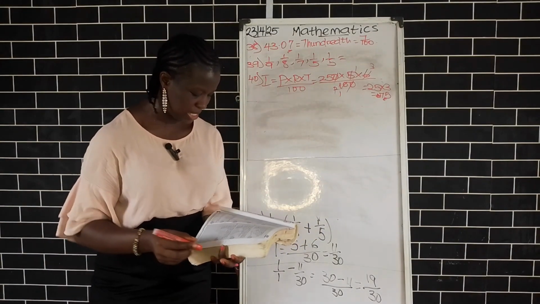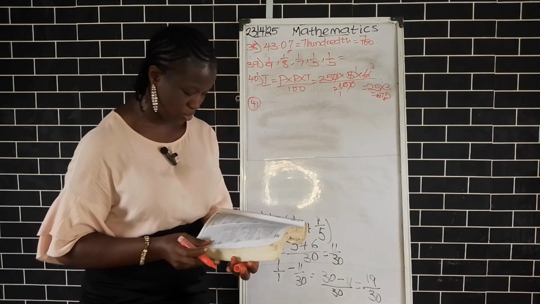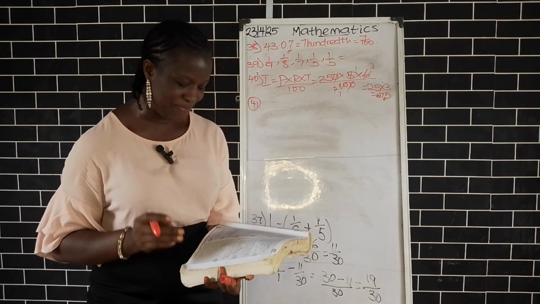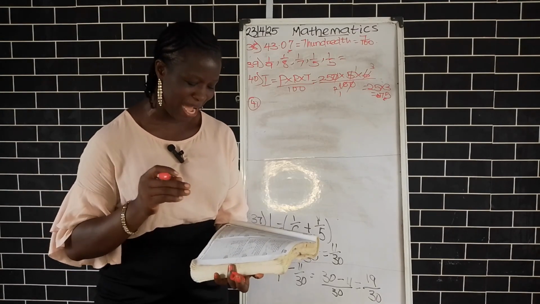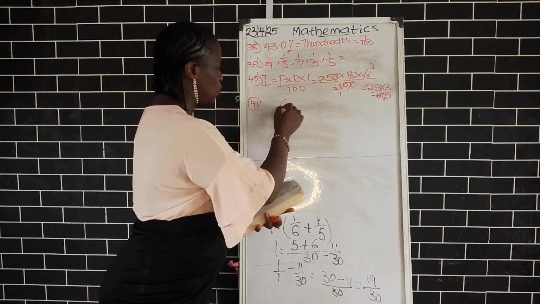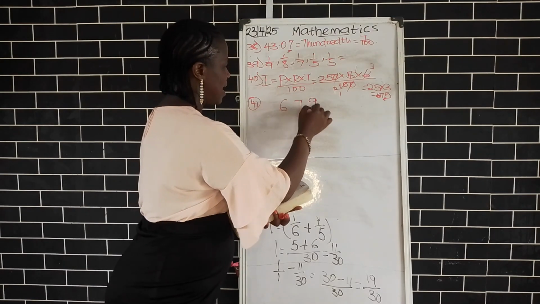So that brings us to number 41. We are going to number 50, so we are almost through. What is the smallest number that can be divided exactly by 6, 7, and 9? What do we have to do? Let's write those numbers: 6, 7, and 9.